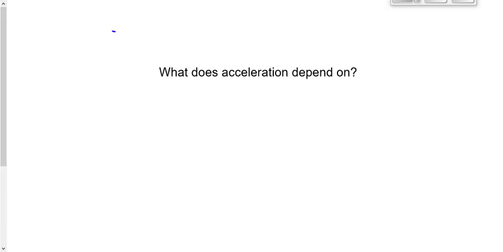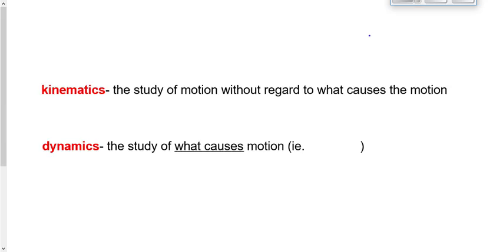This unit, we're going to focus on what causes the motion. What causes motion? If something's not moving, you're not moving right now. You're sitting at your desk right now. You're not moving. What causes you or your desk to start moving? You have to apply a force, right.